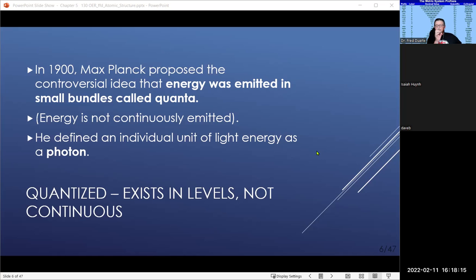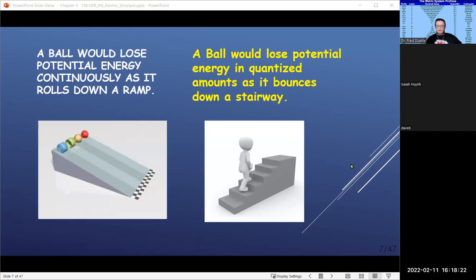Energy is quantized. It exists in specific energy levels, not continuous. And the best way to describe that is by this wedge. Here we have the one on the left where the balls are rolling down this wedge. It's all continuous, okay? Whereas quantized is depicted on the diagram on the right with this person climbing up the steps. Every step represents a specific amount of energy, okay?